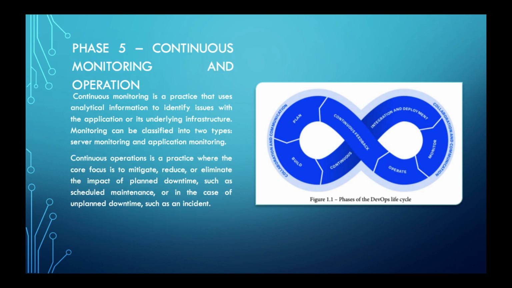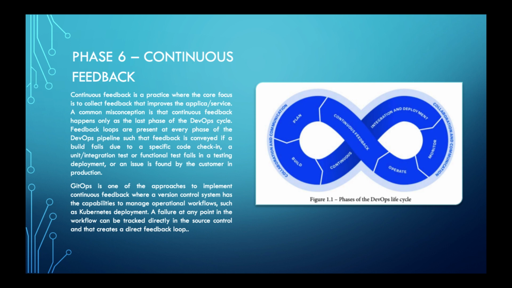Phase 5: Continuous monitoring and operation. Continuous monitoring is a practice that uses analytical information to identify issues with the application or its underlying infrastructure. Monitoring can be classified into 2 types: server monitoring and application monitoring. Continuous operations is a practice where the core focus is to mitigate, reduce, or eliminate the impact of planned downtime, such as scheduled maintenance, or in the case of unplanned downtime, such as an incident.